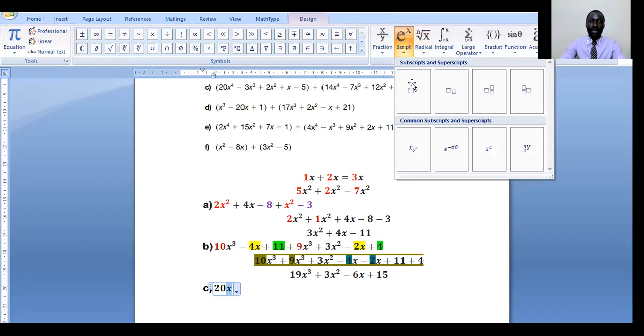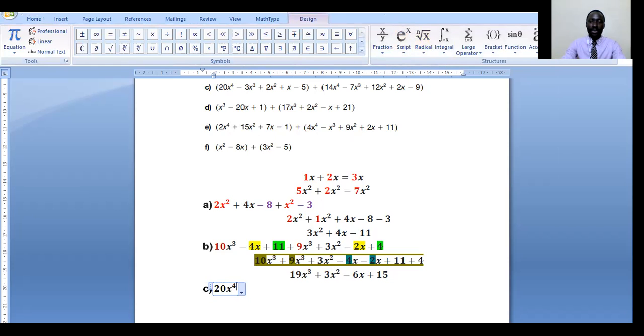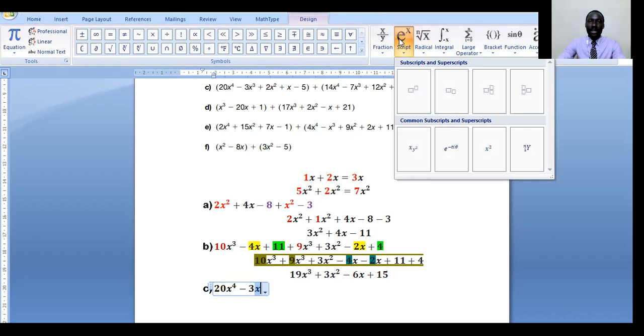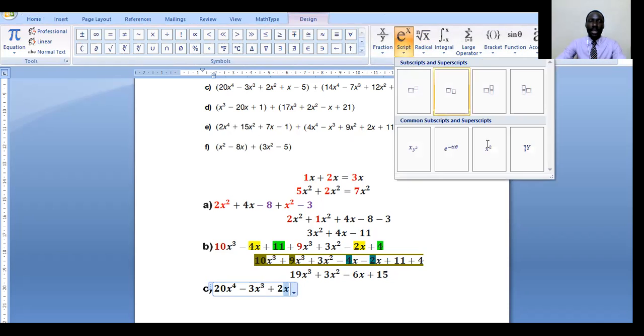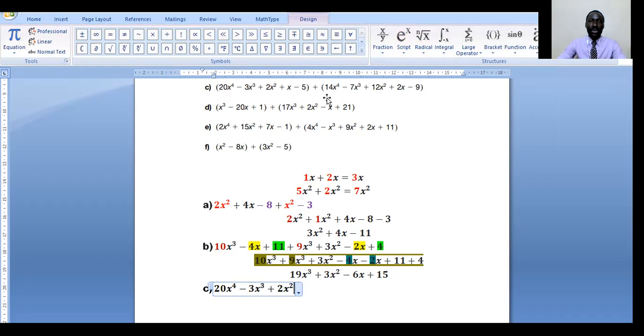X raised to power 4, that is 20x with exponent 4, minus 3x cubed. Then plus 2x squared. Then onto this 2x squared, we also have to add x, that is plus x. Then finally, we have -5. Yes, that is what we have inside the first bracket.